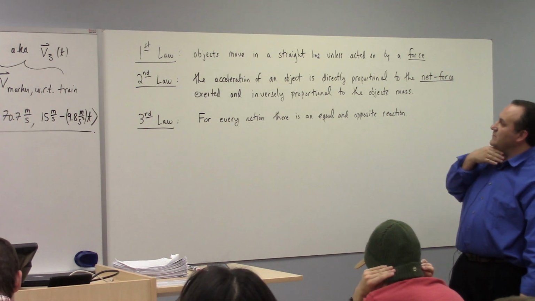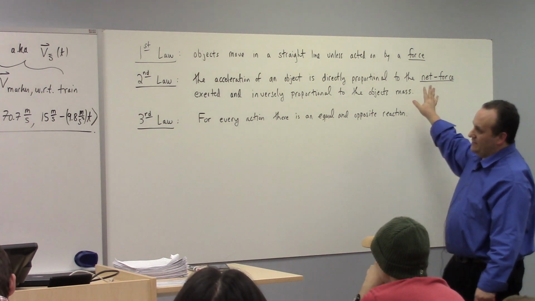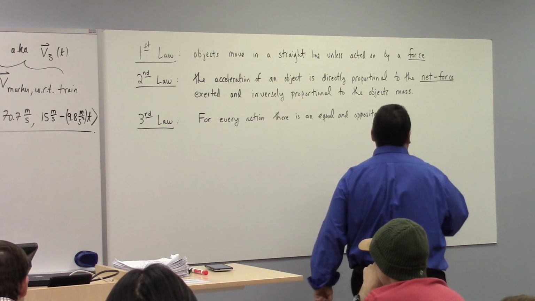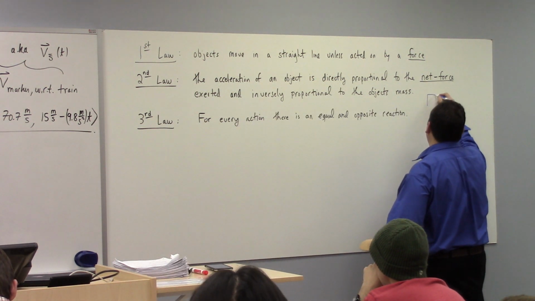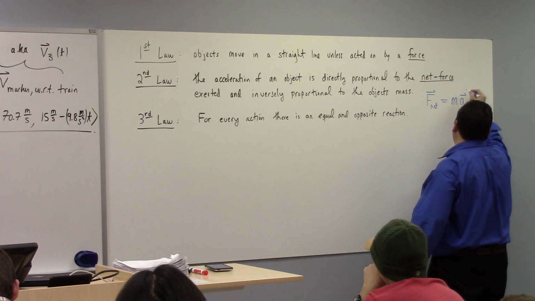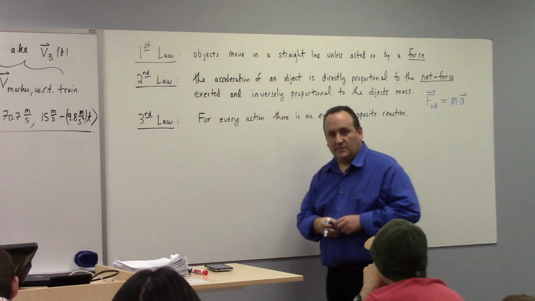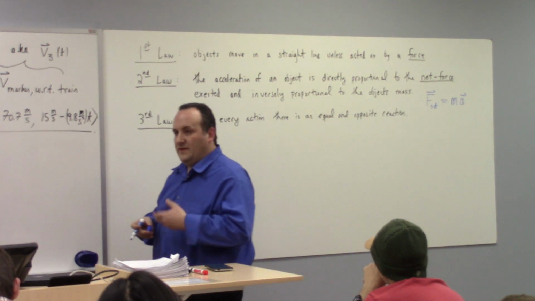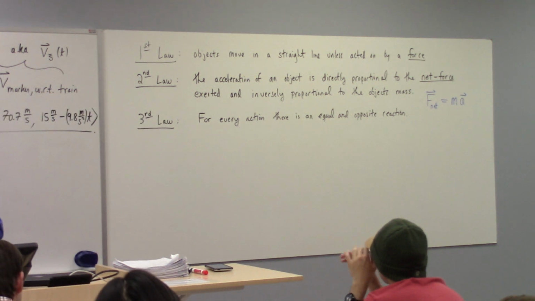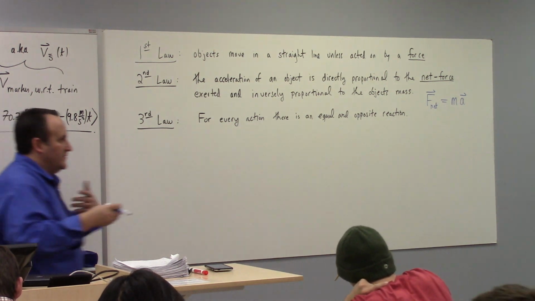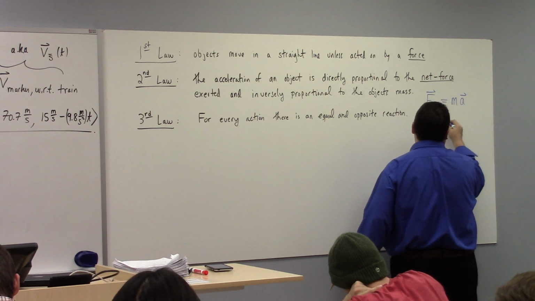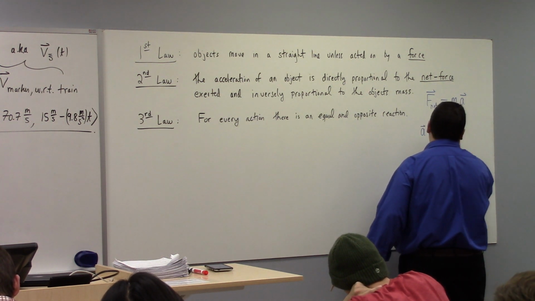So what's the second law really say? There's a better way to say this. The second law really simply says this: F net vector is equal to the mass times the acceleration. So if you have a mass m and you have a net force of F on it, its mass times the acceleration is equal to that force. Another way to say that is the acceleration is equal to the net force divided by the mass.